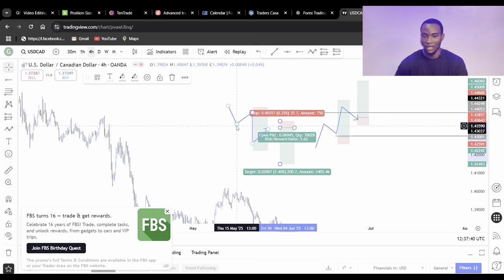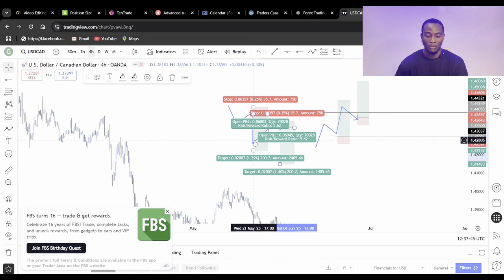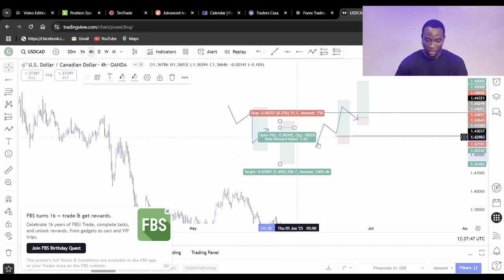All right. Only when the market makes the high. When the market makes the low, don't look towards selling. Only when it makes the high. All right. So that's just it.